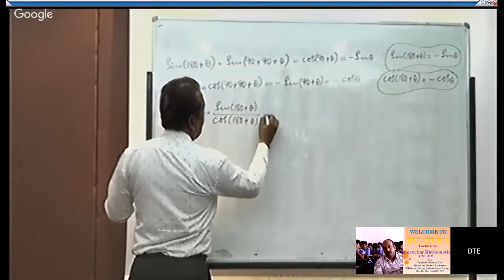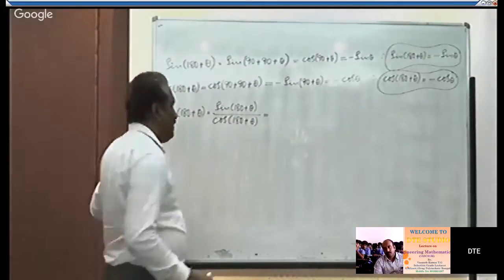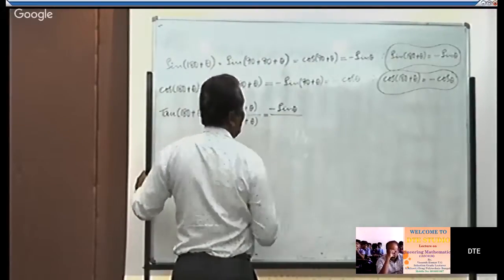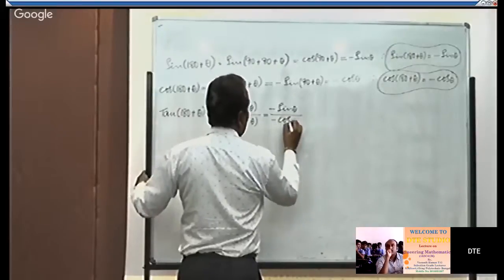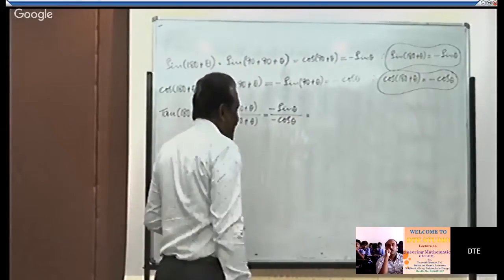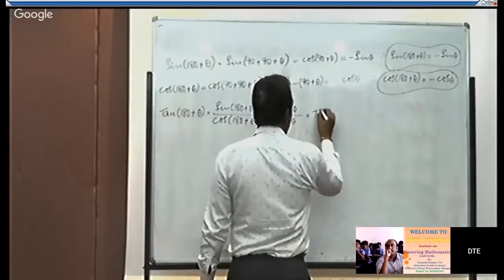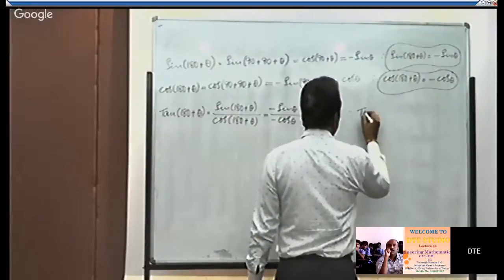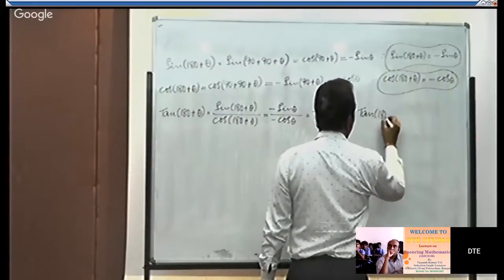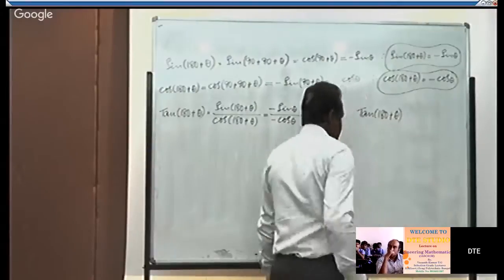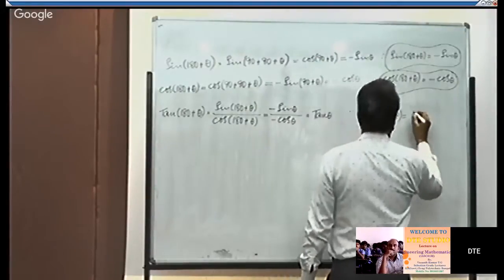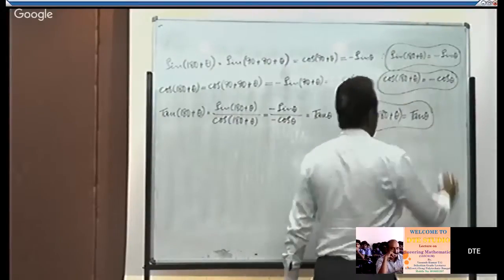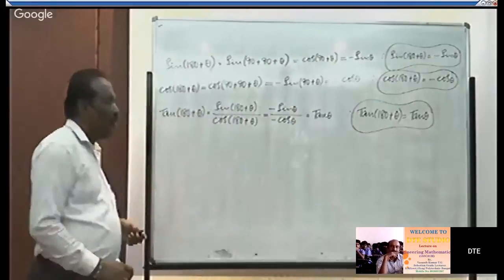Right? We proved now only sine of 180 plus theta is minus sine theta. Cos of 180 plus theta is minus cos theta. So now sine by cos is tan. Therefore, one can write tangent of 180 plus theta is equal to tangent of theta only. Tan of 180 plus theta is equal to tan theta.